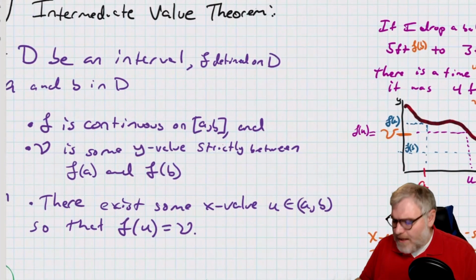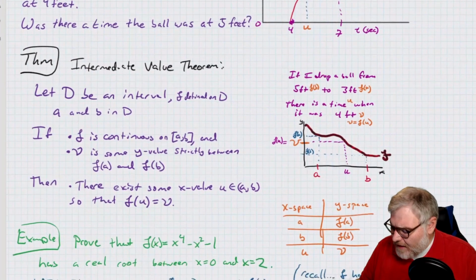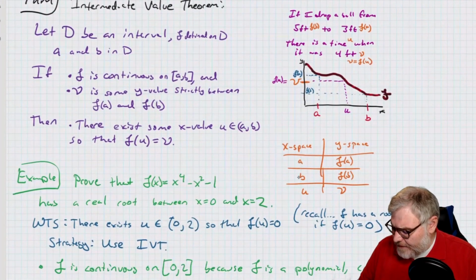Okay? And there's a couple concepts. So I just have this little diagram. Things in the X space: A, B, and U. Things in the Y space: F of A, F of B, and V.